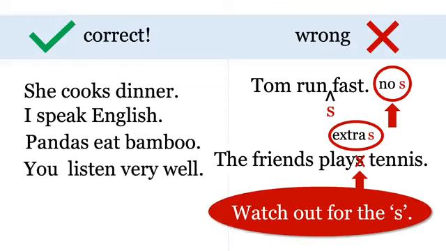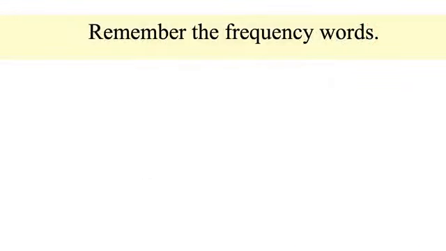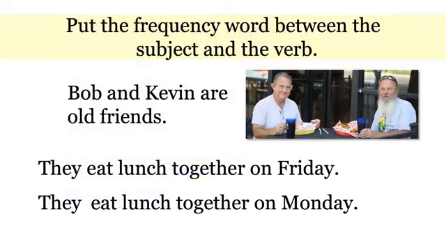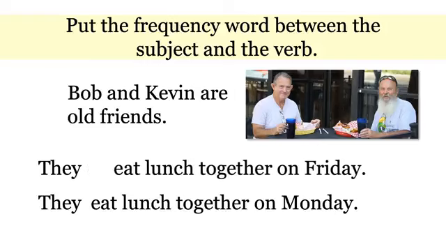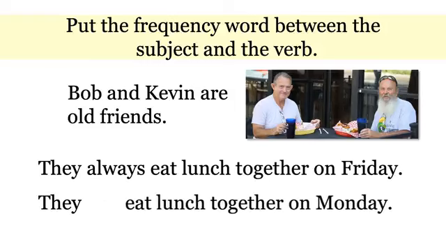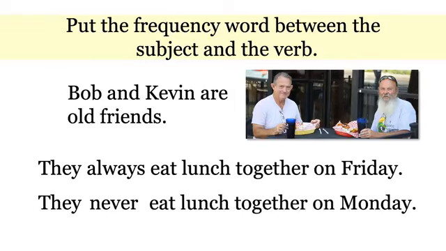Remember, watch out for the s endings for the third person singular form in the simple present. Remember the frequency words? Always, usually, often, sometimes, rarely, and never. Put the frequency word between the subject and the verb. Here we have Bob and Kevin. Bob and Kevin are old friends. They eat lunch together on Friday. We put the frequency word right in here. They always eat lunch together on Friday. They eat lunch together on Monday? No. They never eat lunch together on Monday. Put the frequency word before the verb, after the subject.